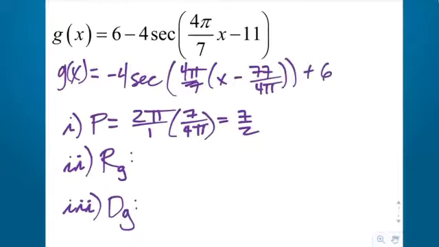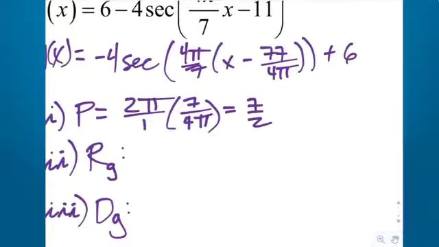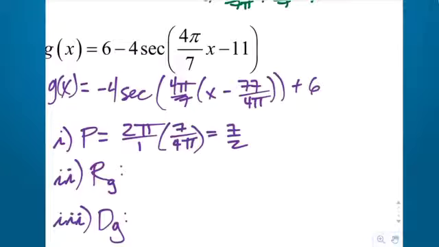So what I'm trying to do from one to the next is really focus on not the change in the phase shifts or the change in the period, but rather what's the same and what's different regarding where the vertical asymptotes are. That's why I use the same numbers. All right, the range. Well, same thing. 6 minus 4 is 2. 6 plus 4 is 10, so it's outside of that. So negative infinity to 10, union 2 to infinity.